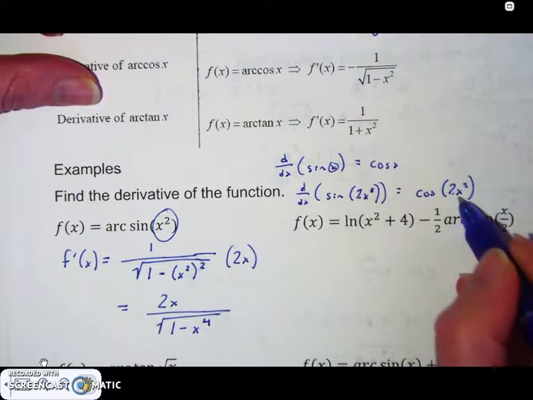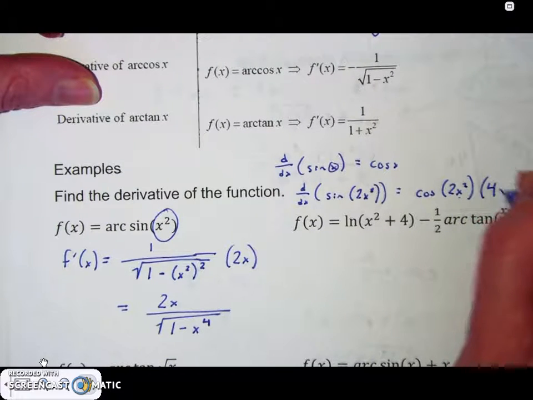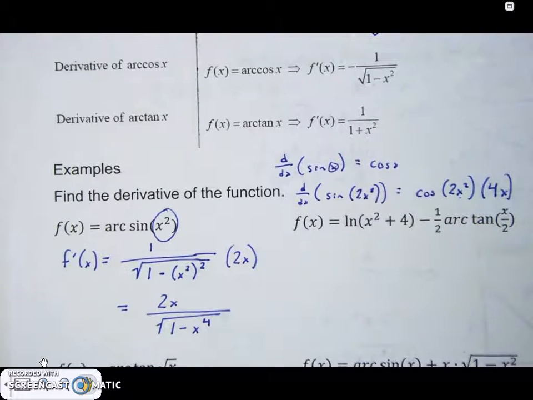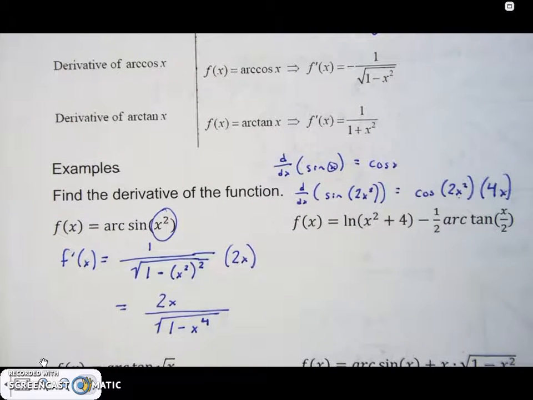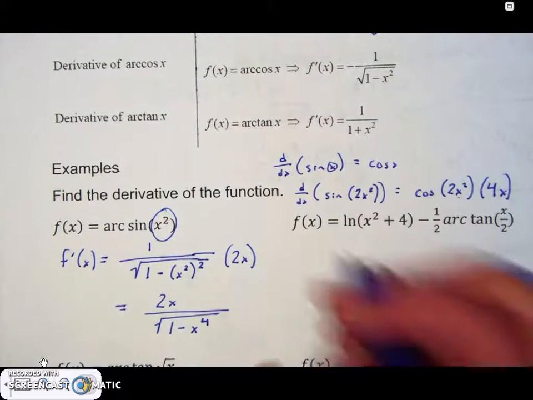Then what you're going to do is say that's cosine of 2x squared, but then times the derivative of the 2x squared. So that's what I'm doing here. If you have a rule and you're substituting in something instead of the x, you're going to keep that outer function, but then say times the derivative of the inner function. You're welcome.